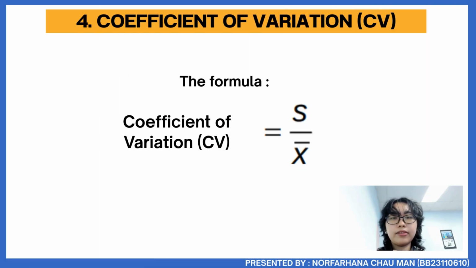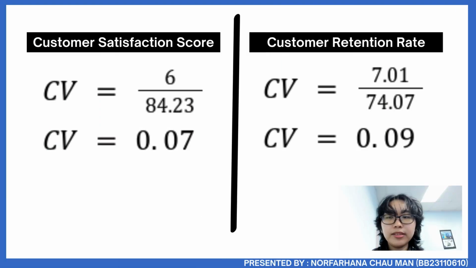Lastly, we have the coefficient of variation, or CV. The formula for CV is the standard deviation divided by the mean. The standard deviation is 6 and the mean is 84.23. So CV is calculated as 6 divided by 84.23, which equals 0.07. And as for customer retention rate, the standard deviation is 7.01 and the mean is 74.07. So the CV is 7.01 divided by 74.07, which gives us 0.09.